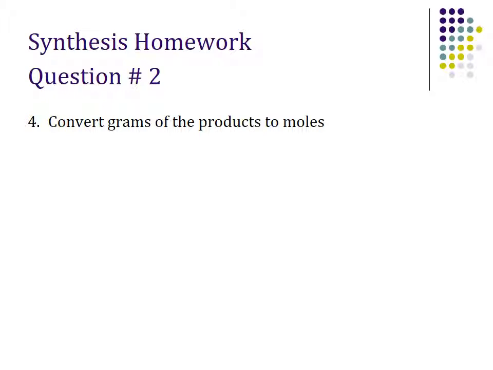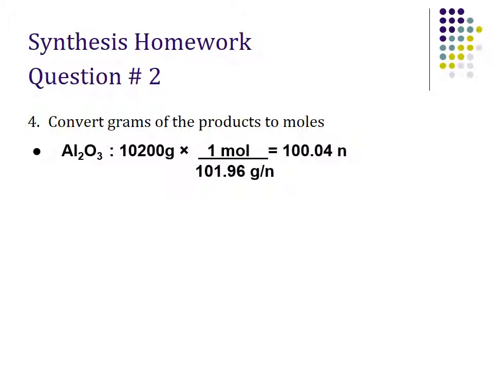Now that we have the grams and the molar masses of the reactants, we can find the moles. For Al2O3, we will multiply the grams by a conversion factor to moles. The conversion factor we will use is going to be moles over molar mass. In our case, the conversion factor will be 1 mole over 101.96 grams per mole. When we set it up, we get 10,200 grams multiplied by 1 over 101.96, which gives us 100.04 moles. This means that 10,200 grams of Al2O3 is equal to 100.04 moles of Al2O3.